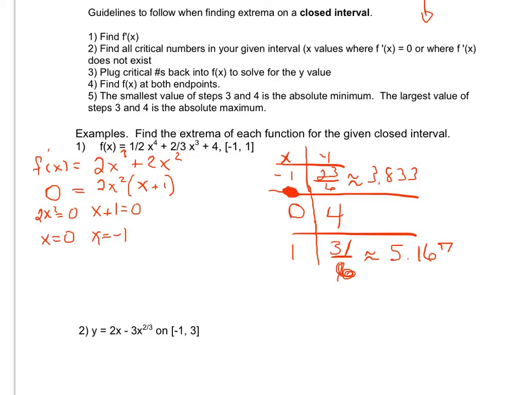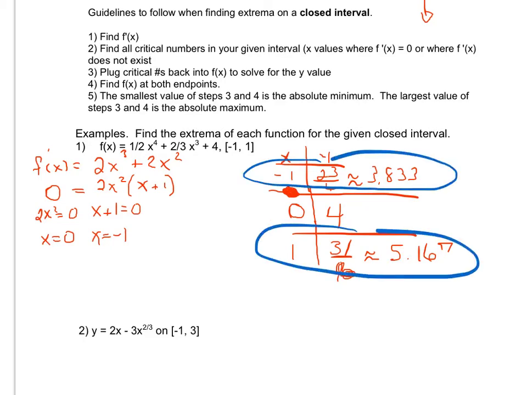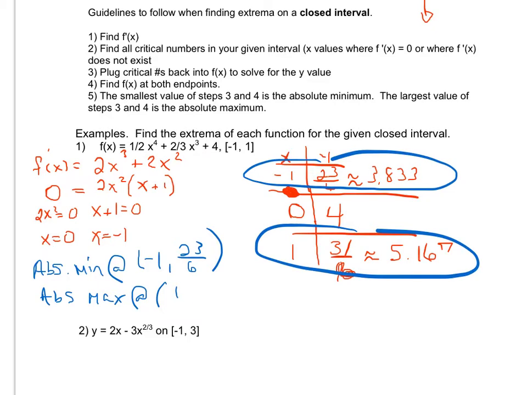I notice that my smallest value is right here, and my largest value is right here. So I'm going to say I have an absolute minimum at the point -1, 23/6. I wrote over it. And I have an absolute maximum at 1, 31/6, giving it in the exact form as opposed to my approximate form.